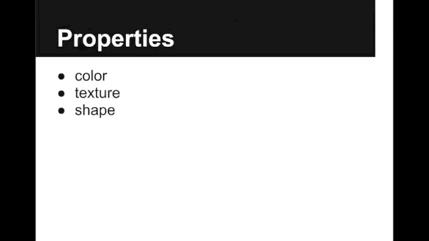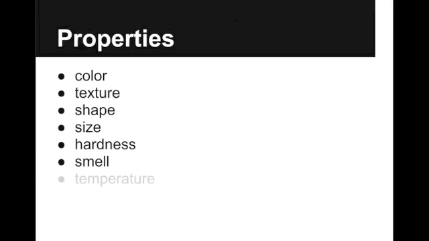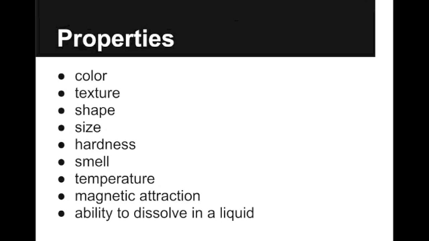You could see its shape. Is it cone? Is it square? Is it big, little? Is it hard or soft? Does it smell a specific way, like sweet or salty? Is it hot or cold? Does a magnet attract to it? If I were to put it in a liquid, would it melt or dissolve? And is it buoyant? Buoyant's an interesting one that we need to talk about.